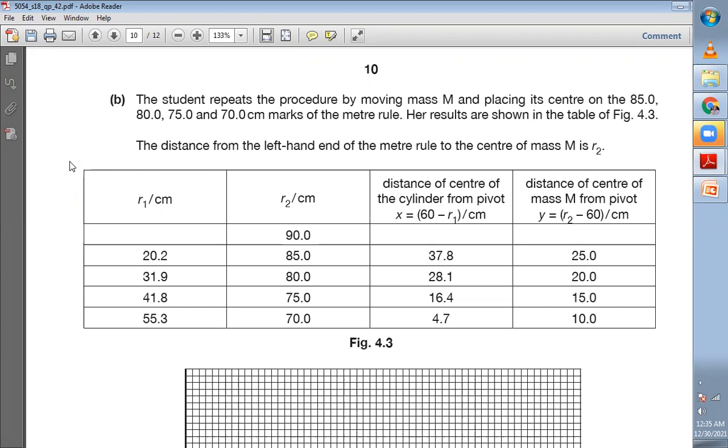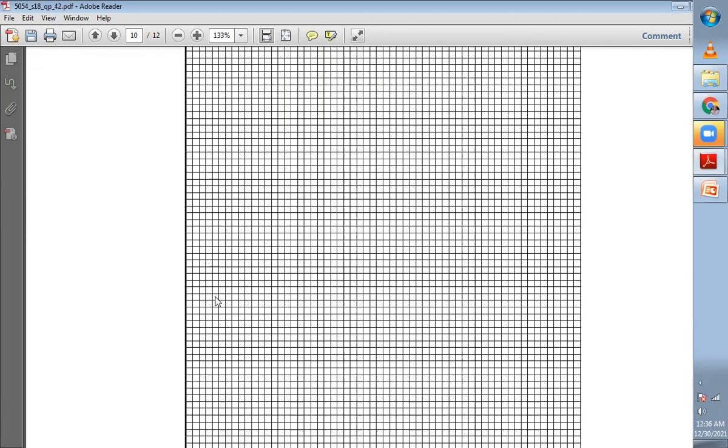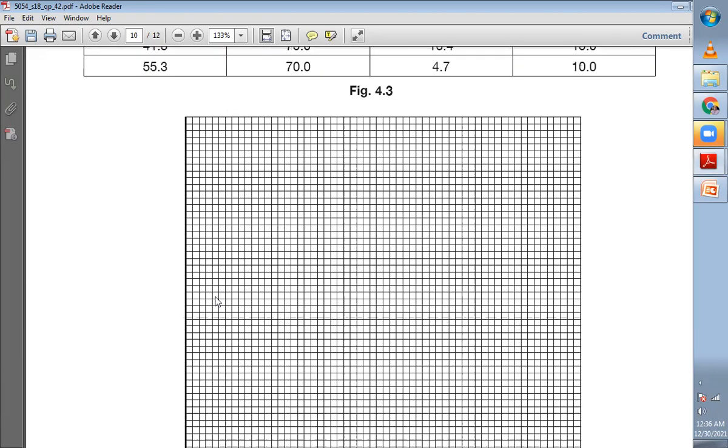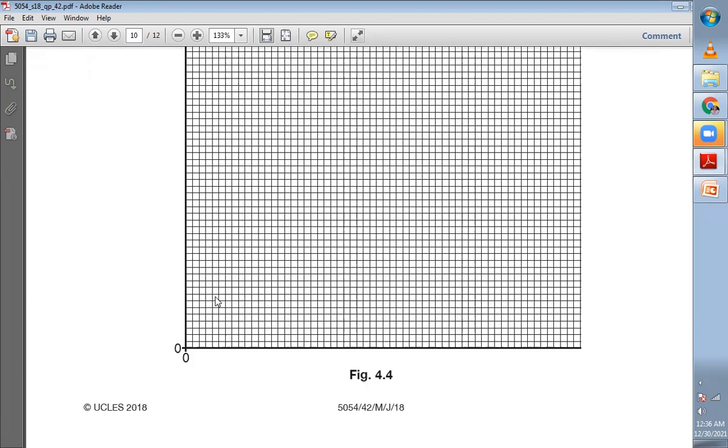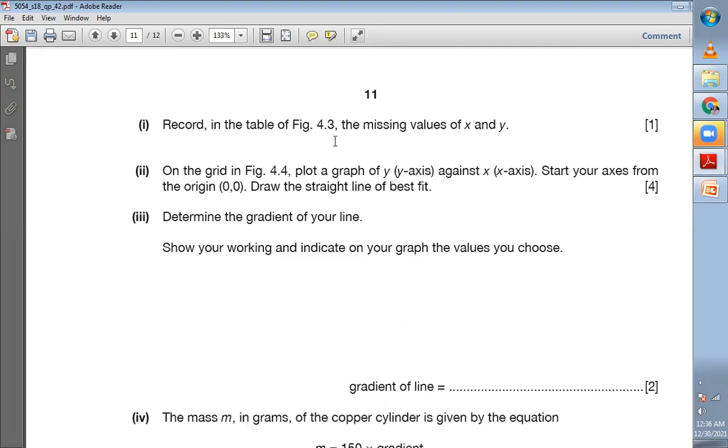So basically they're moving the body M. They put it in different locations, and then they balance that by moving the cylinder also. And then they calculate the values of R1, R2, X, which is 60 minus R1, and Y, which is R2 minus 60. That table is already filled. So the question is, this is the figure 4.1, and hopefully you can see that. Record in the table of figure 4.3 the missing values of X and Y.